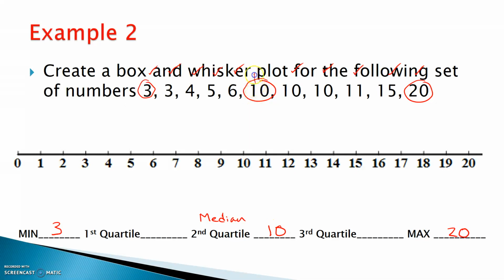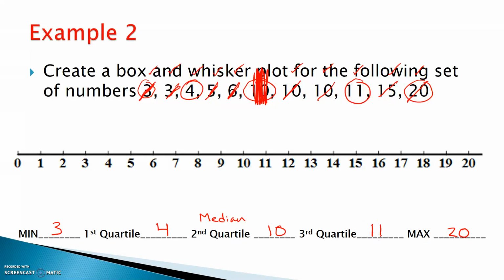Now, the 10 is the value I used for the median, so it is no longer there. I'm breaking up my data to see the bottom half. That's going to give me my Q1. So let me now find the middle of the bottom half. Let's cross off this side, this side, this side, this side. I ended up with 4. 4 is the middle of the bottom half, so here's my Q1. Same thing for the top. Let me cross off 10, 20, 10, 15. 11 is my third quartile, or Q3.